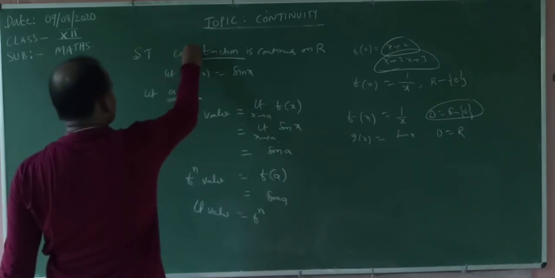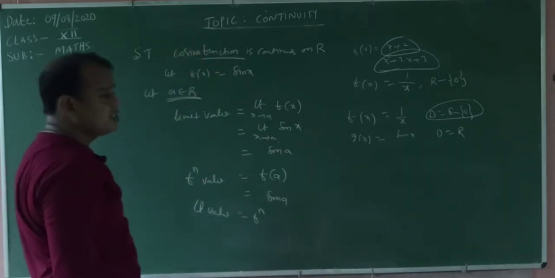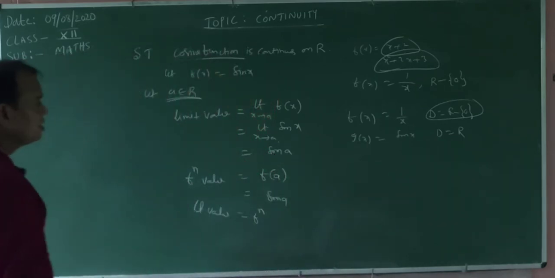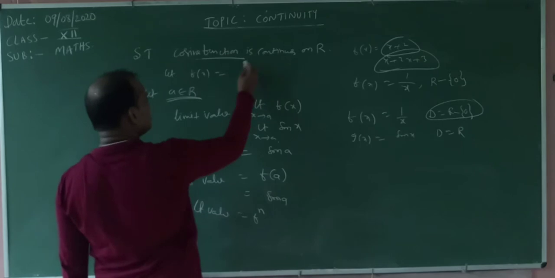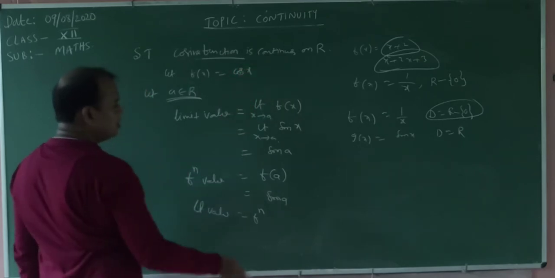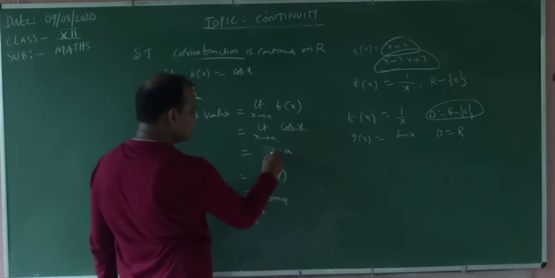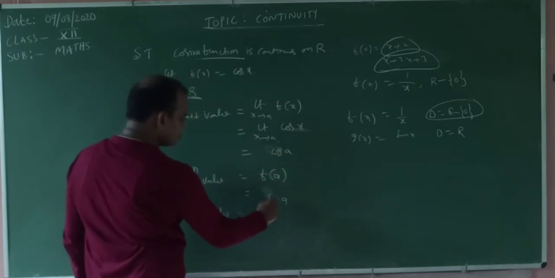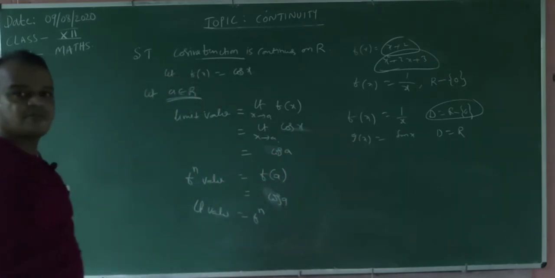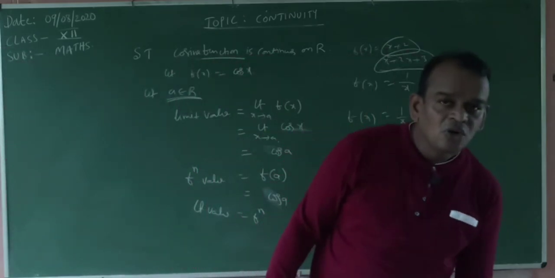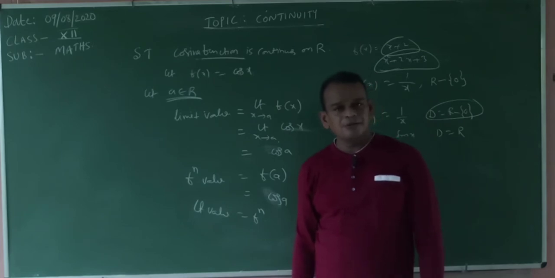Discuss the cosine function. The cosine function is continuous on R. Okay, my dear students, the function f of x is equal to cos x, where a belongs to R. What is the limit? Cos a. What is the function value? This is also cos a. Now limit value is equal to function value. So f of x is 100% continuous on R. Any doubt? Simple.